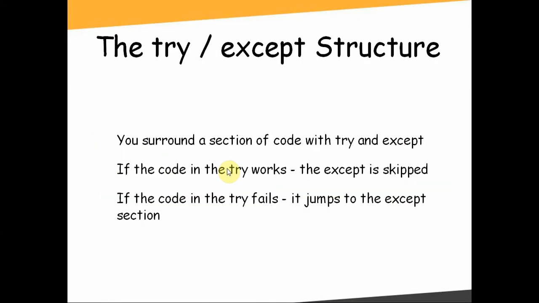So next is the try except structure. So this is what try except means. It is more like if else statements. See here, you surround a section of code with try and except. If the code in the try works, that means whatever statements are in the try part work, then the except part is skipped. If the try part fails, then it jumps to the except section.